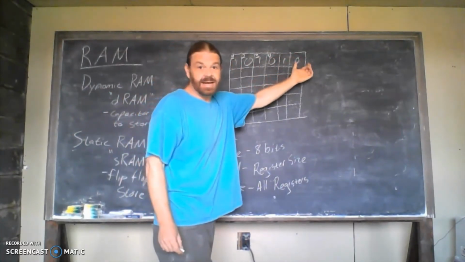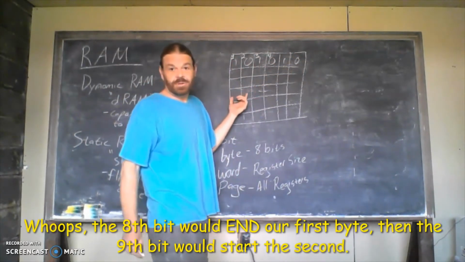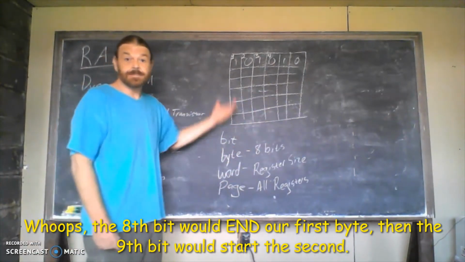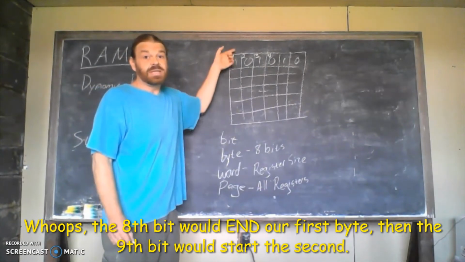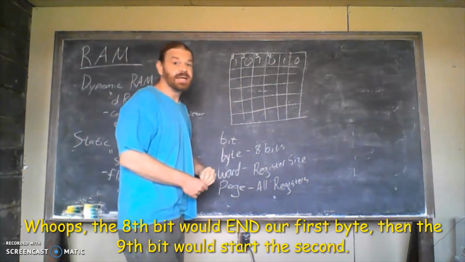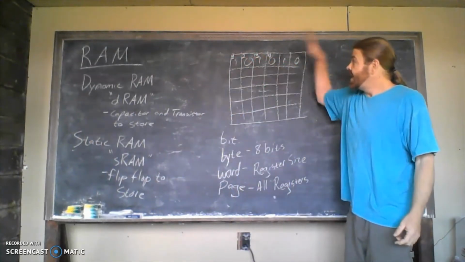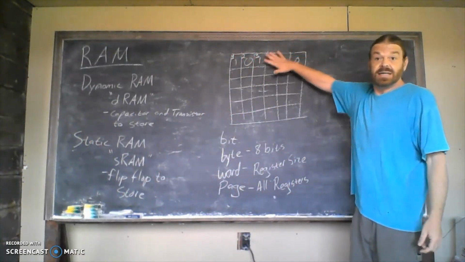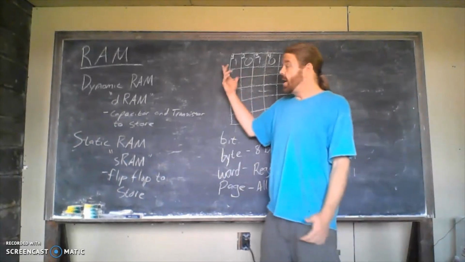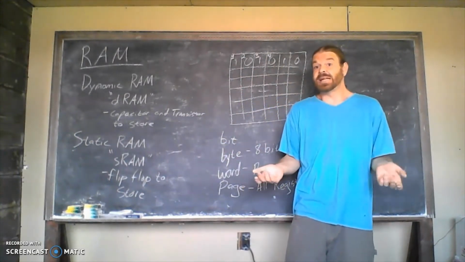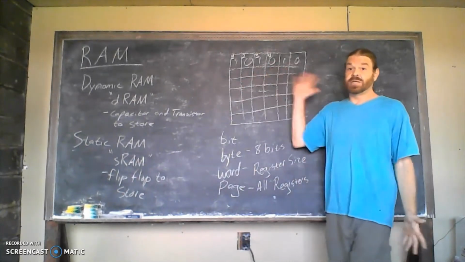Then bit 8, the 8th bit, would start our second byte, and so on and so on. Same thing with words and pages. The CPU knows exactly where everything is because it's not changing once it's put there. And that's kind of what RAM is. And the other thing is it does not stick around. So memory is temporary. When we shut off power to the machine, what's in RAM is gone.